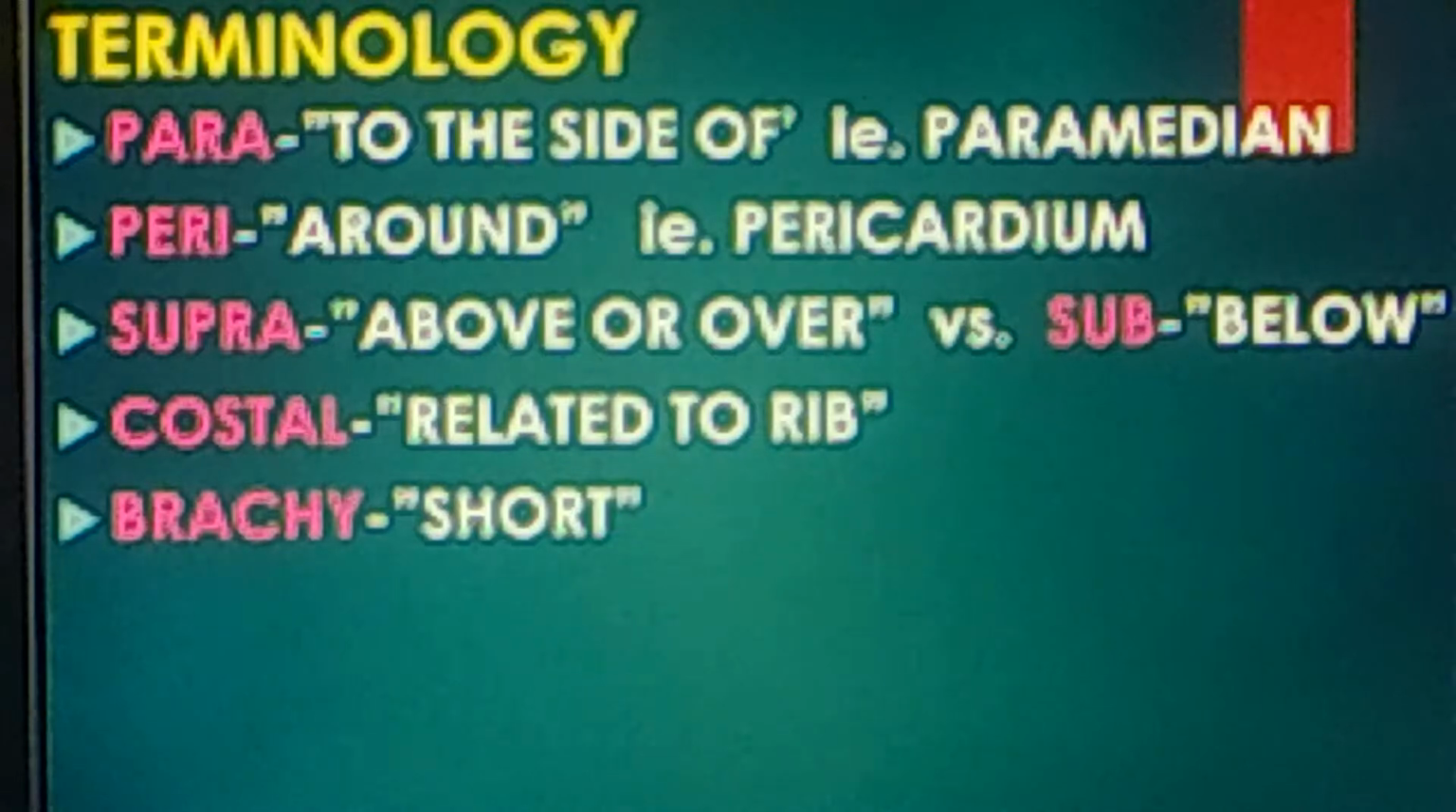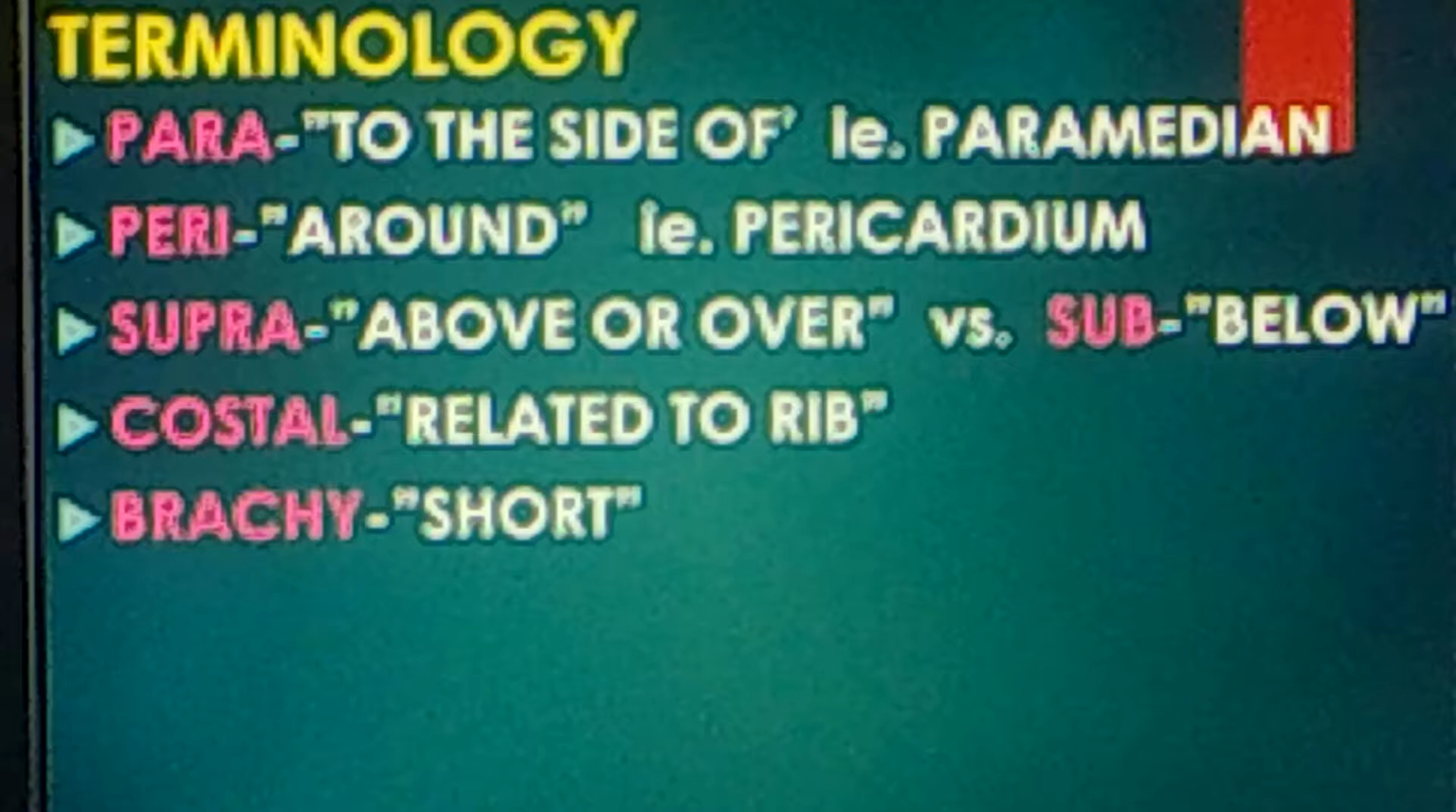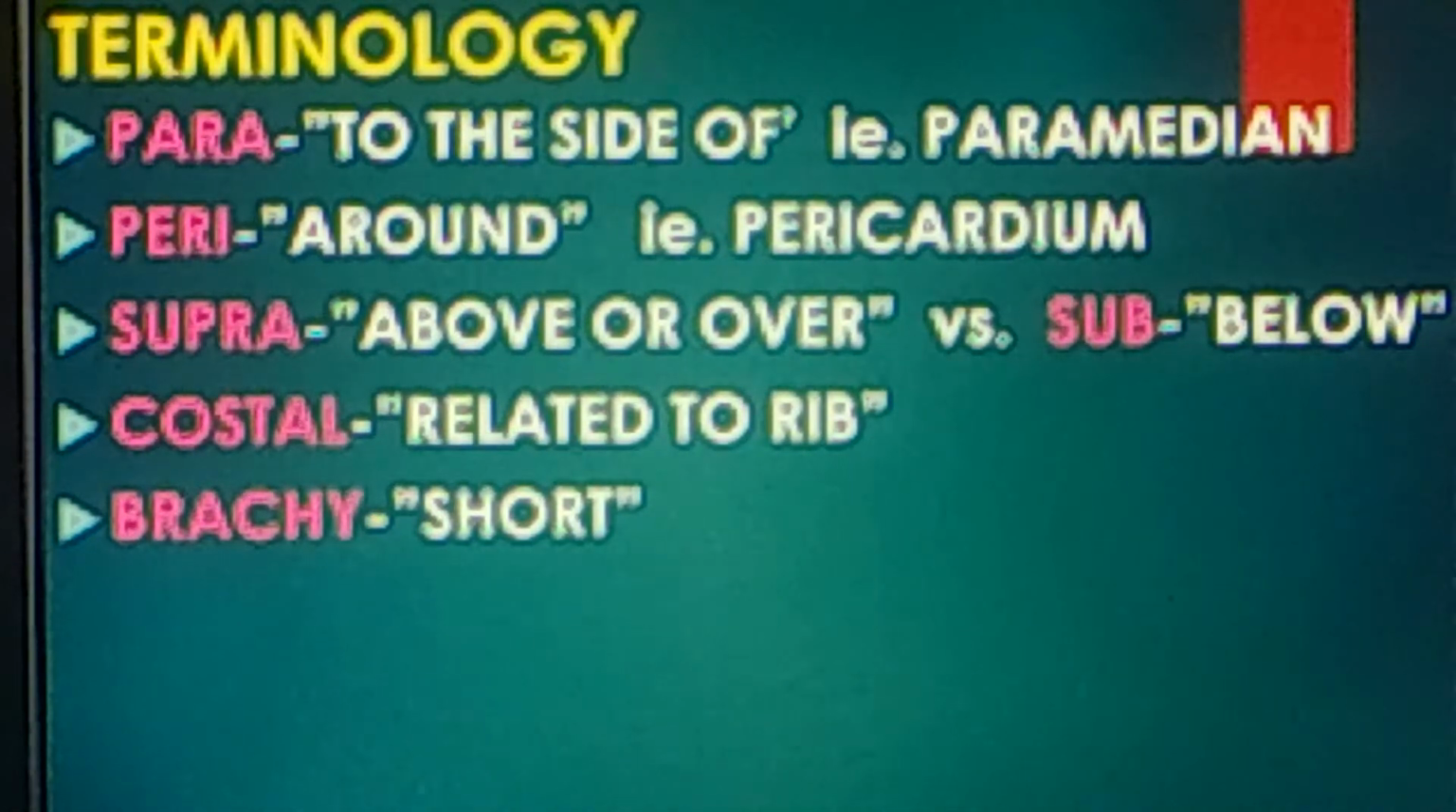Para, to the side of. If you see the word peri, you're talking about around, so that means around. So for example, the pericardium, that's around the heart. Supra, if you see the word supra, think about above, versus sub, of course, below. Costal would be something relating to the rib. So if you see the word costal, just think rib, and brachii is short.